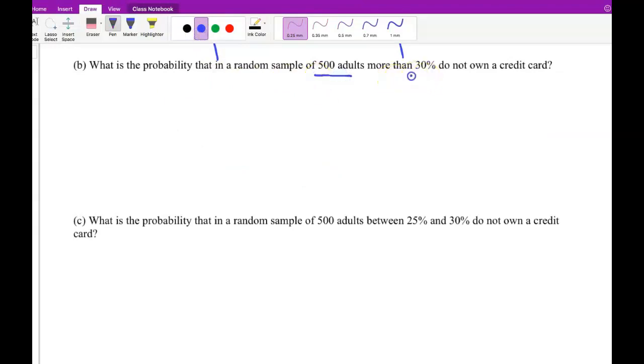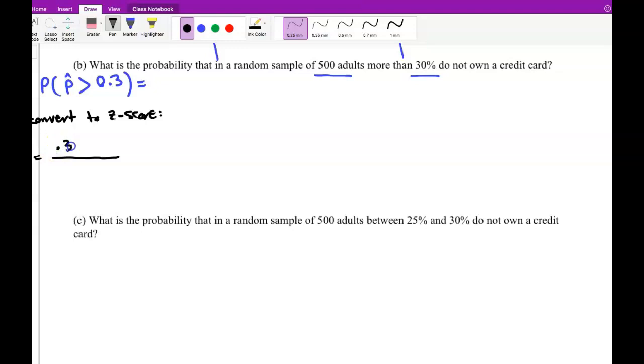Now part B, what is the probability that in a random sample of 500 adults, more than 30% do not own a credit card. So probably when this sample proportion is more than 30%, so greater than 30%. Convert to z-score first. So z is equal to p hat minus p, 0.30 minus 0.29, divided by the standard deviation.